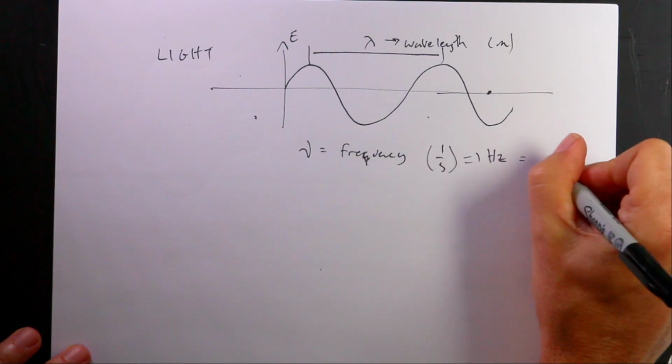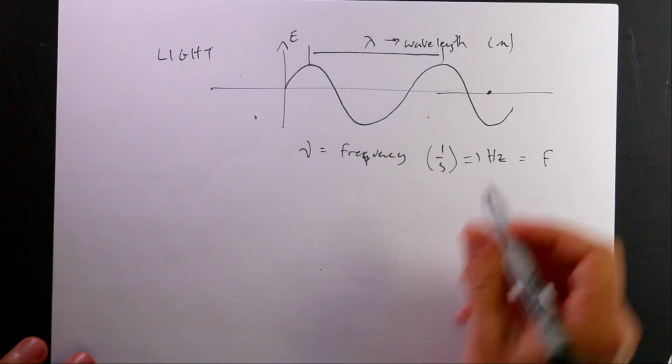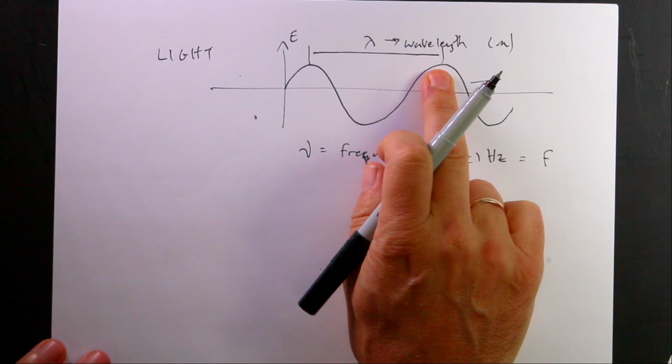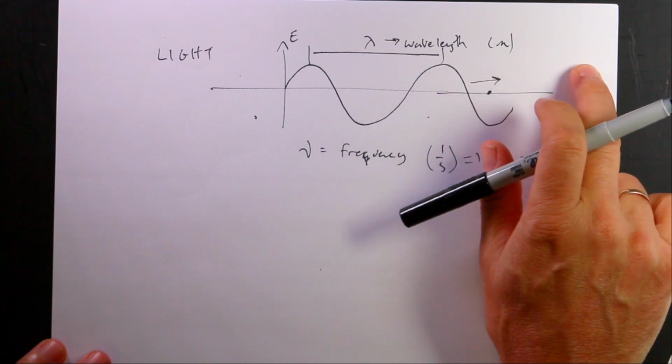So the other common symbol is F. And then the last property of this is the speed, how fast if you looked at one piece of this and just said it's moving, that would be the speed.